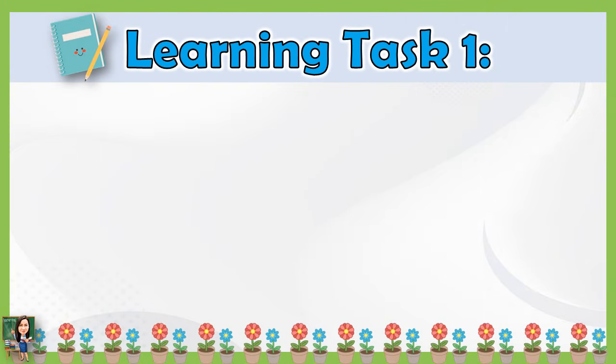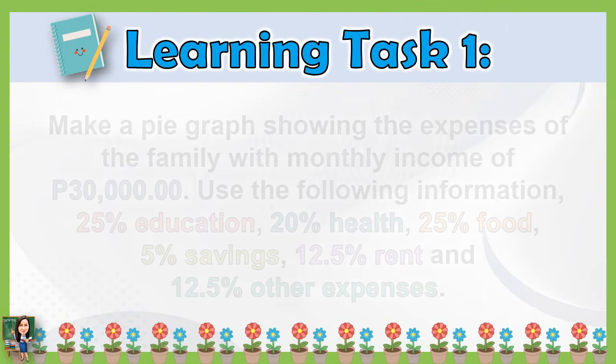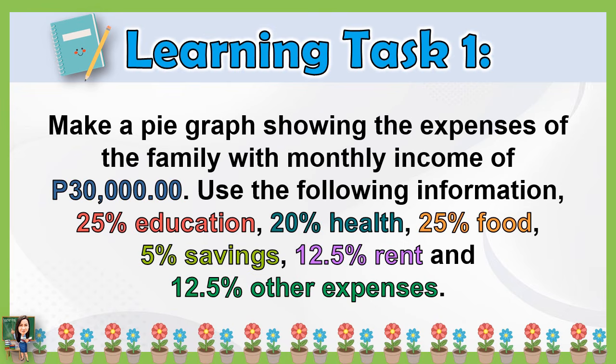And now let us proceed to learning task 1. Make a pie graph showing the expenses of the family with monthly income of 30,000 pesos. Use the following information: 25% for education, 20% for health, 25% for food, 5% for savings, 12.5% for rent, and 12.5% for other expenses.